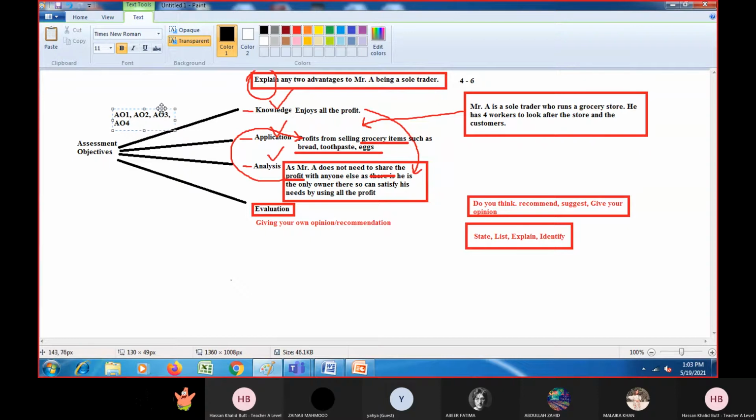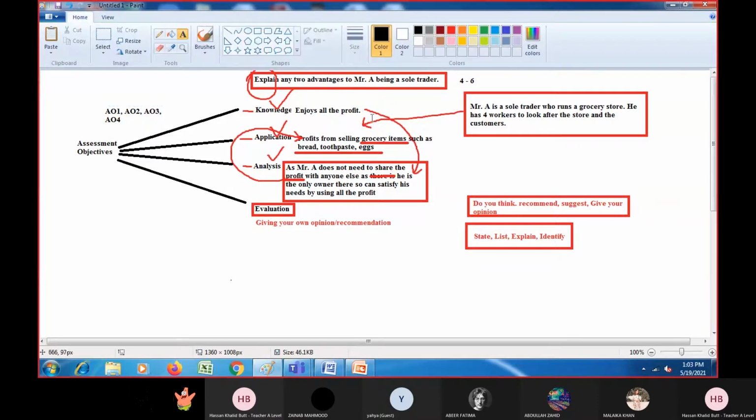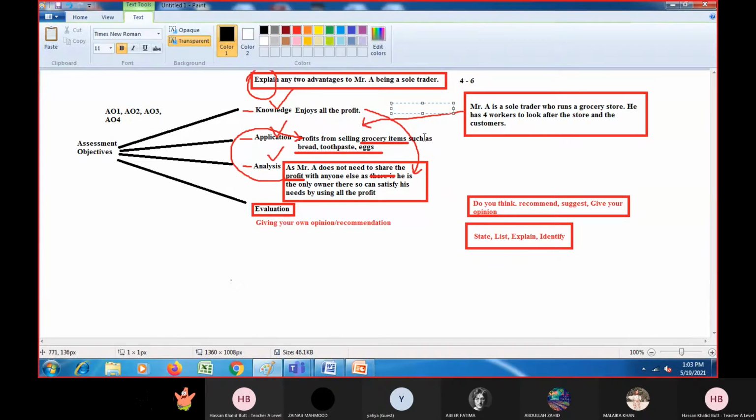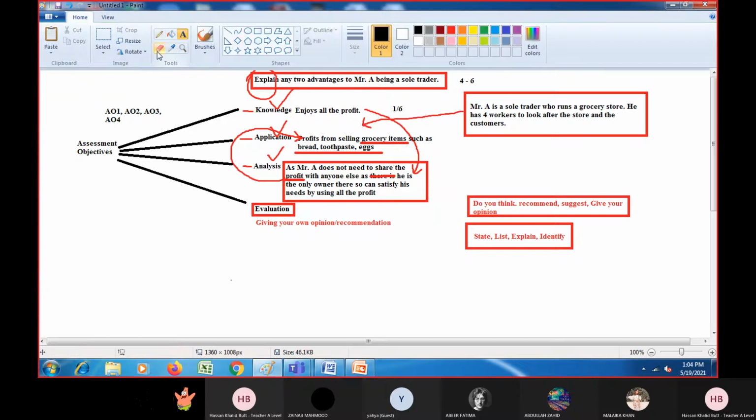All right. So now, if you see the question, and how knowledge was demonstrated yesterday, I wrote that Mr. A enjoys all the profits. You will get 1 mark here. Let me write it there. Let's say it is a 6 mark question, for example. You will get 1 mark for the knowledge, so you got 1 out of 6. Let me rub it so that you don't get confused. It is of 6 marks. So as soon as you show knowledge, you will get 1 mark.